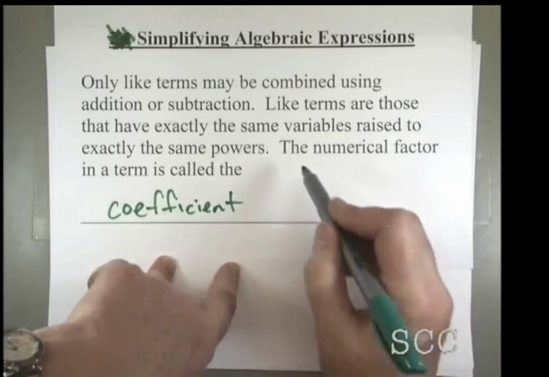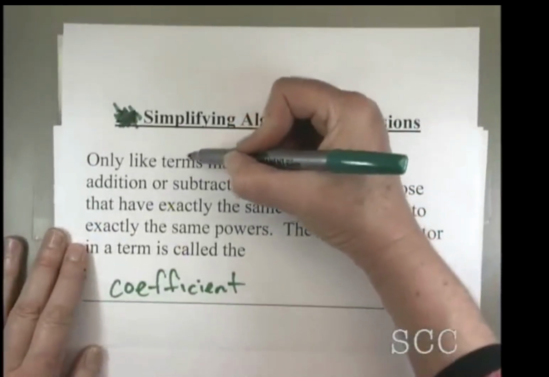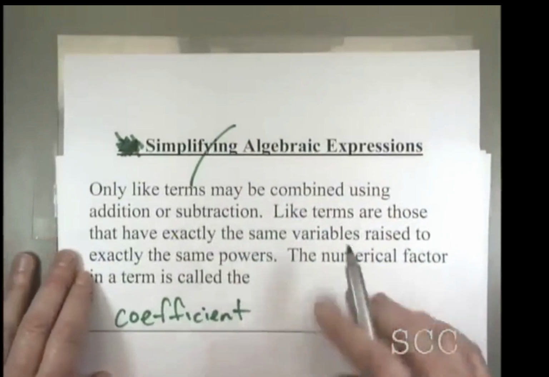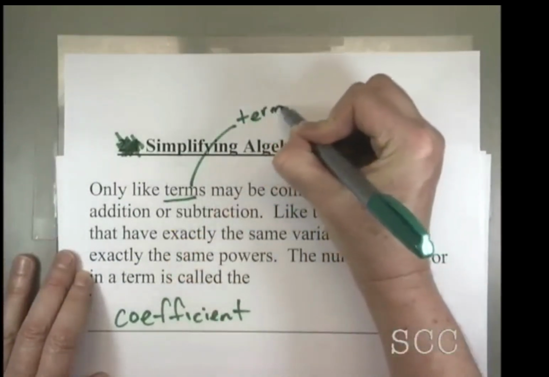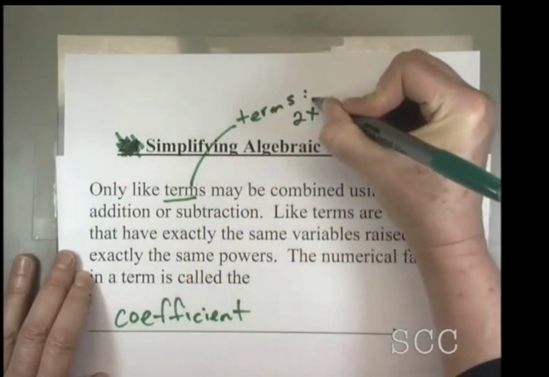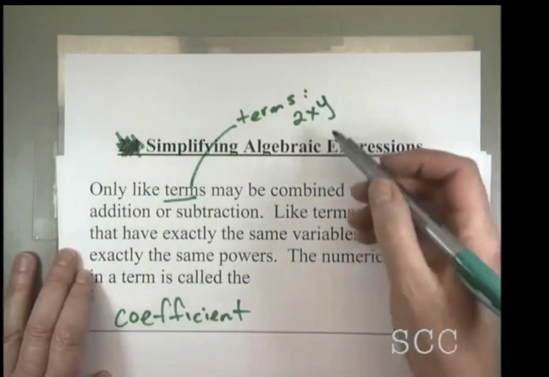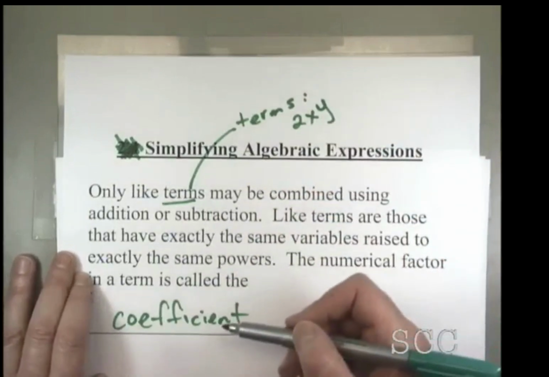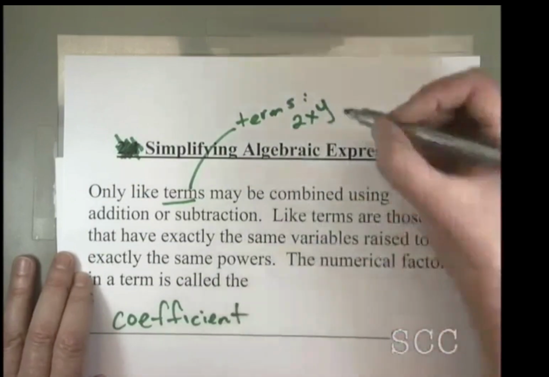coefficient. Let me give you an example of a term. What's a term? Here's an example of it. A term is a product of a number and one or more variables, and the variables could be raised to a power. So 2xy, that's a product. It's a multiplication of a number and one or more variables. That's what we call a term.